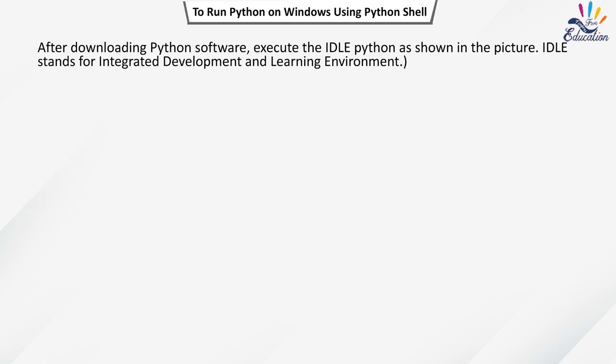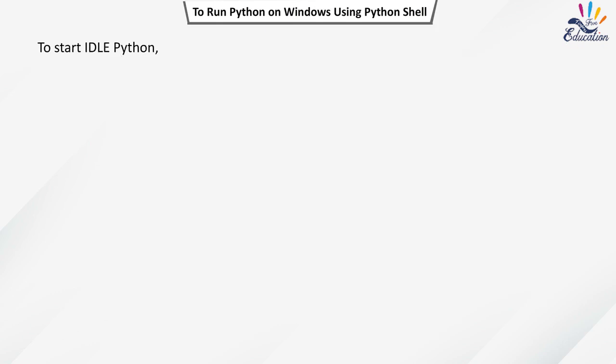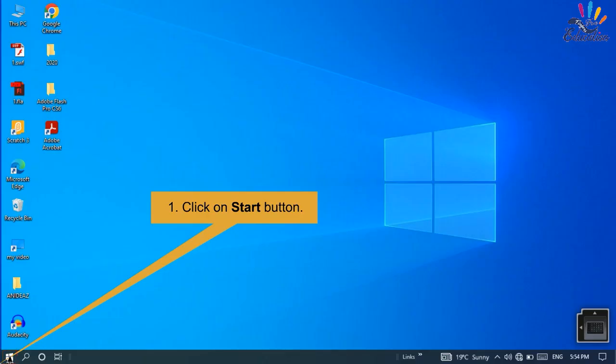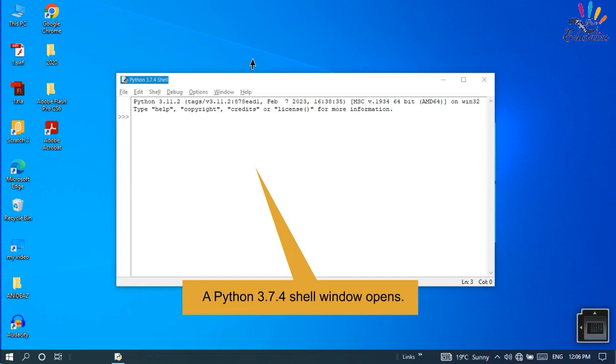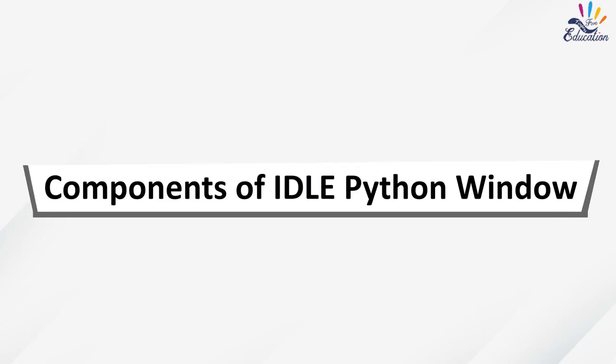To run Python on Windows using Python shell. After downloading the Python software, execute IDLE Python as shown in the picture. IDLE stands for Integrated Development and Learning Environment. To start IDLE Python, click on the Start button. Click on IDLE Python 3.7 32-bit option. A Python 3.7.4 shell window opens.